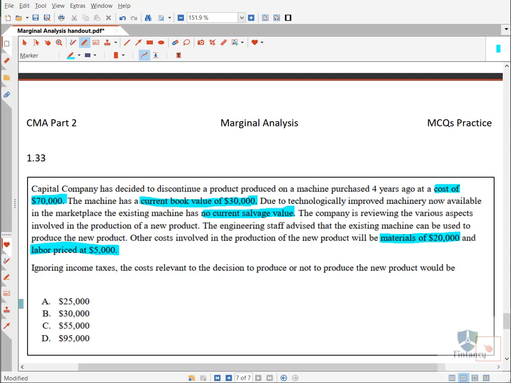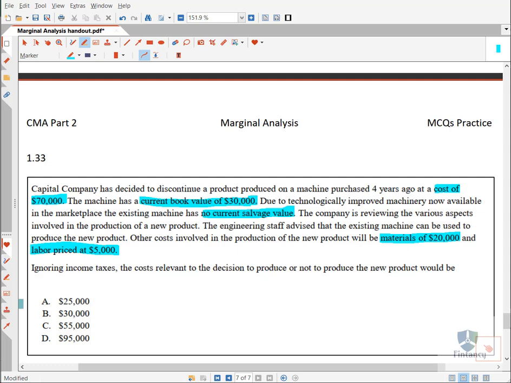Naveed, please mute yourself. Okay, some people are typing the answer already. Some are saying A, some are saying B.